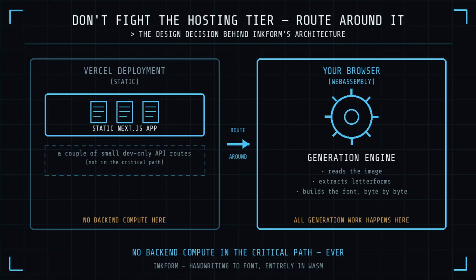So the design decision was, let's not fight the hosting tier, let me just route around it. So do all the actual generation work in the browser on the user's own machine using WebAssembly. The Vercel deployment becomes just a static Next.js app, plus a couple of small dev-only API routes, no backend compute in the critical path at all.